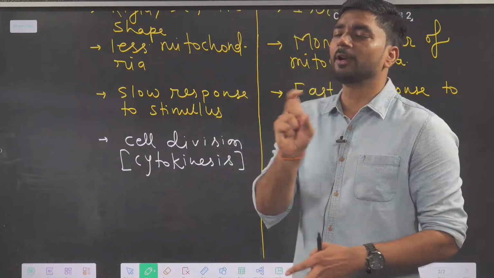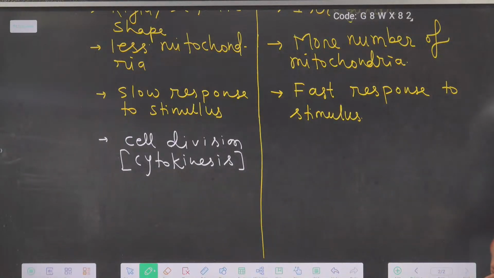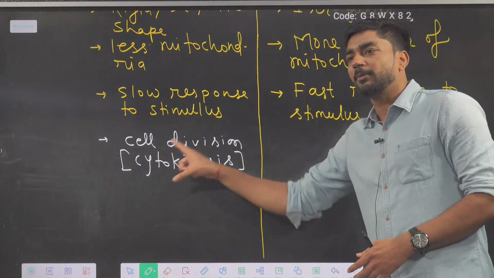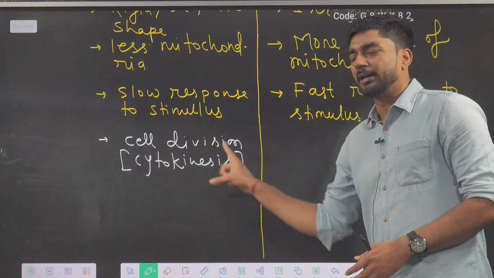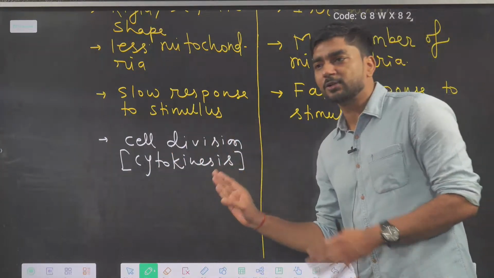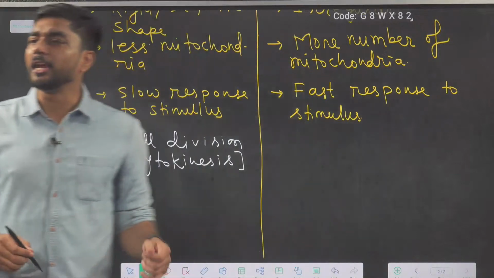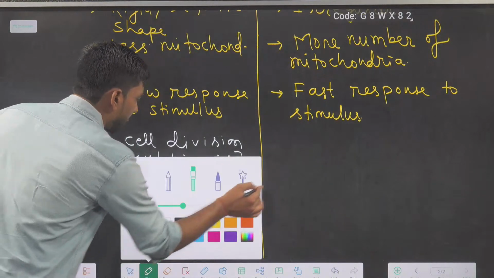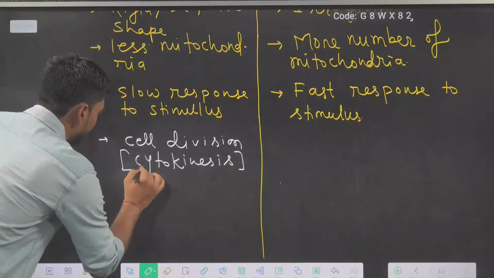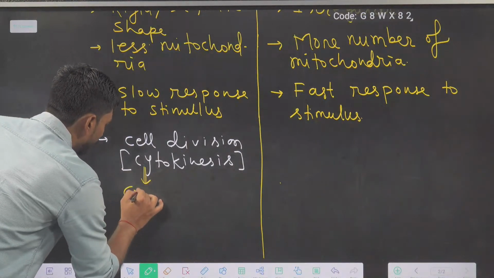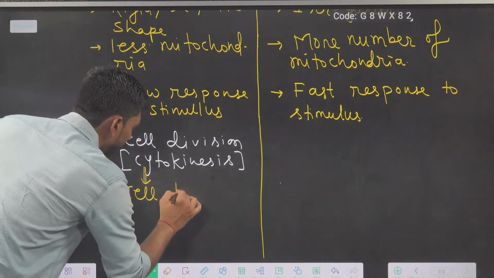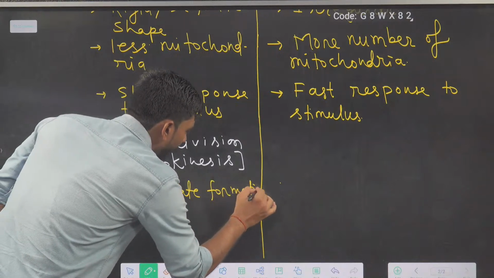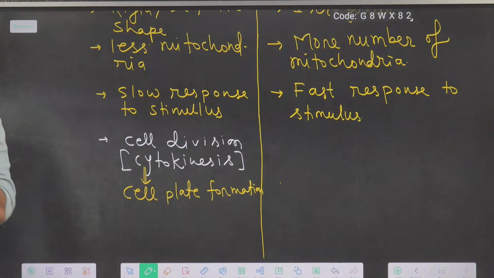So here it's a cell division, and the cytoplasm division is known as cytokinesis. And this cytokinesis, one process it is following. The name of the process is what's that? It's a cell plate formation.